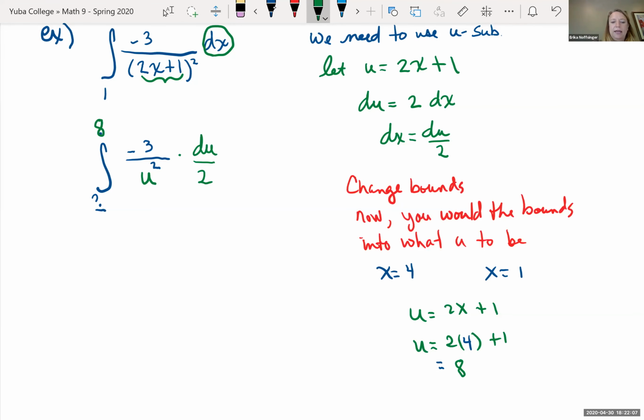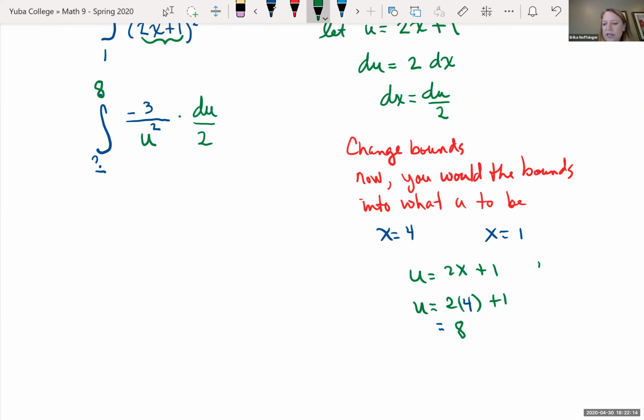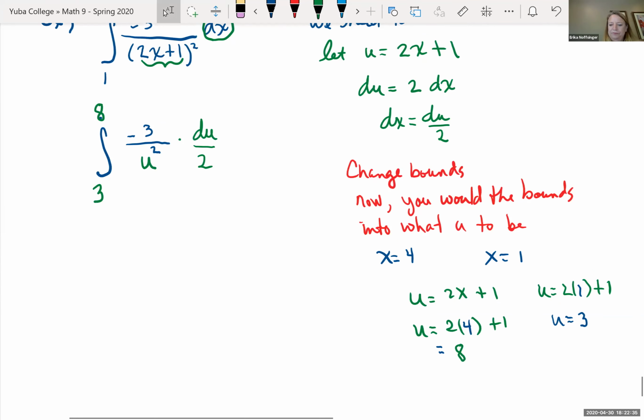Now, if we plug in our bottom bound, 1, for x, we get u is equal to 2 times 1 plus 1, so u is equal to 2 plus 1, which is 3. So our bottom bound is 3. Shouldn't the top bound be 9? Whoops. 2 times 4, yep. 8 plus 1 is 9.